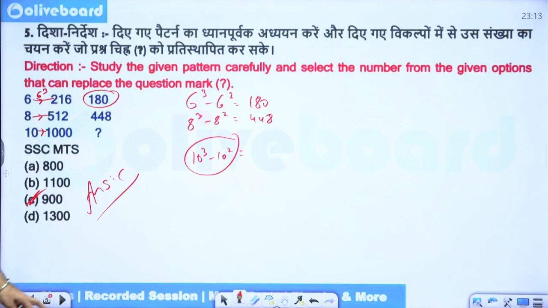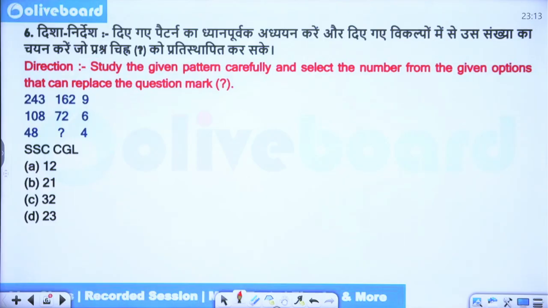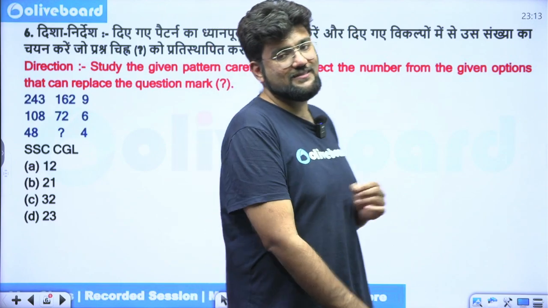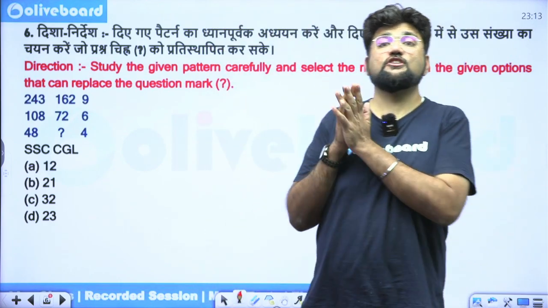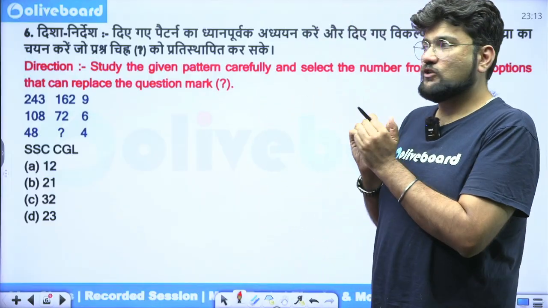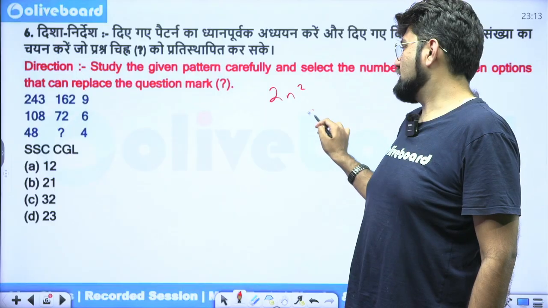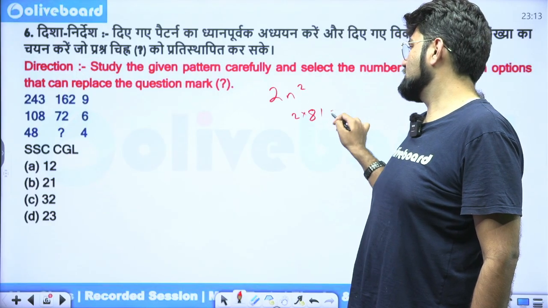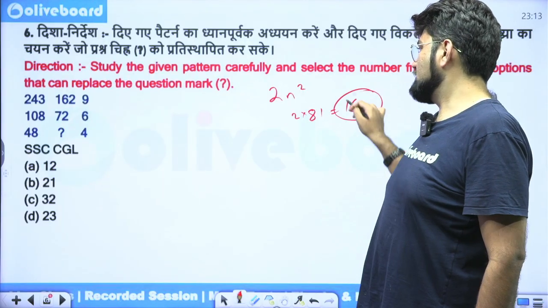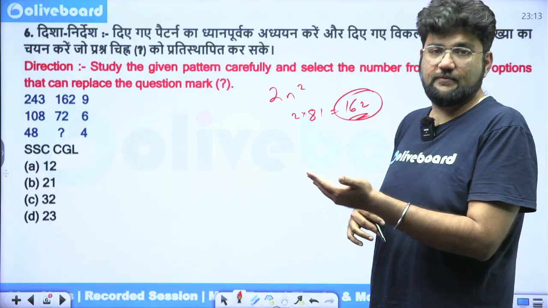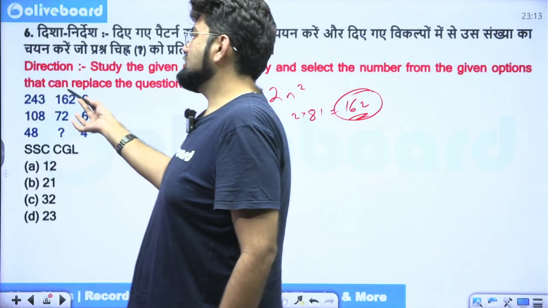Alright, next. This one also, usually I have taught in my classes that you need to remember a list of special numbers. So this is a special number which I often tell you, 2n square. So if n square is 81, you know that 2 into 81 is 162. That means the moment you look at 162, you know it's a double of 81. And same thing happens here.